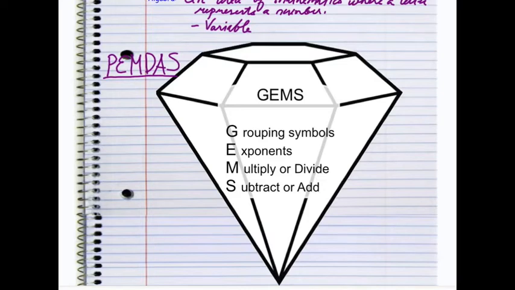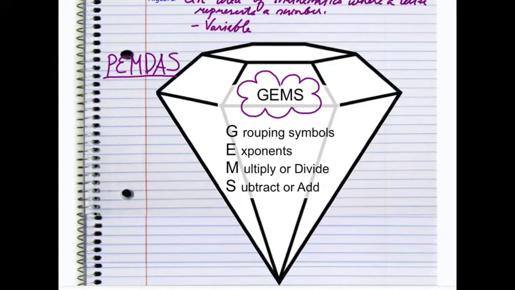Well, PEMDAS is kind of old school, and what's coming into a lot of mathematical vocabulary is this term GEMS. And GEMS, I think, is a little easier to remember, and I think it also clarifies some things that were confusing about PEMDAS. So in GEMS, the first thing that you're going to do is the grouping symbols.